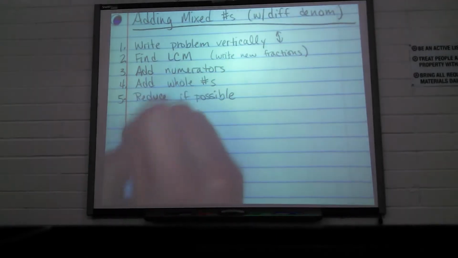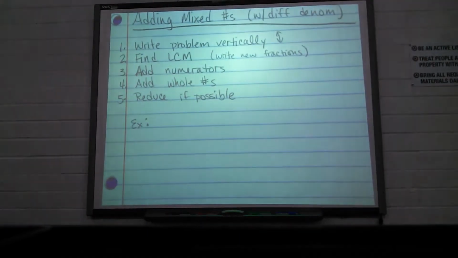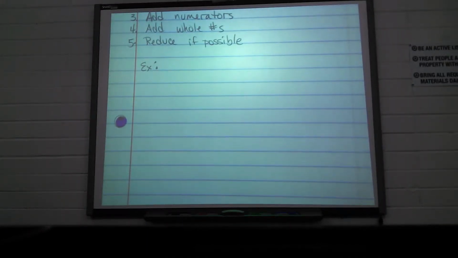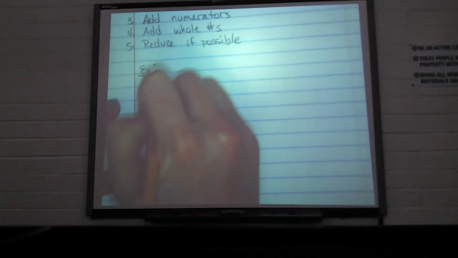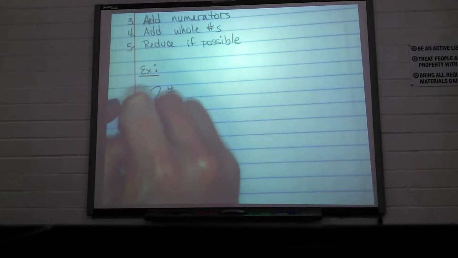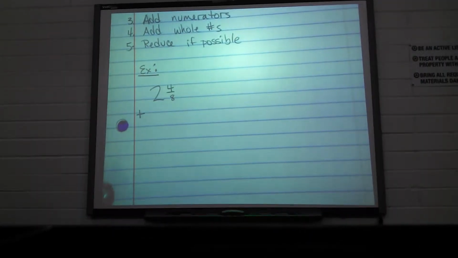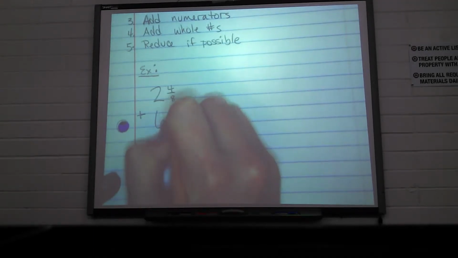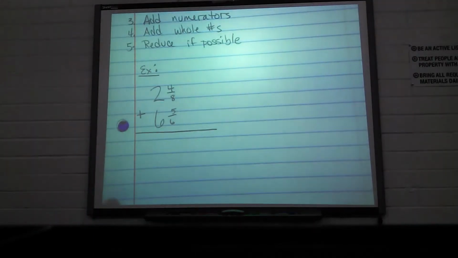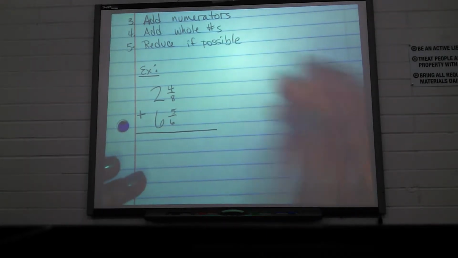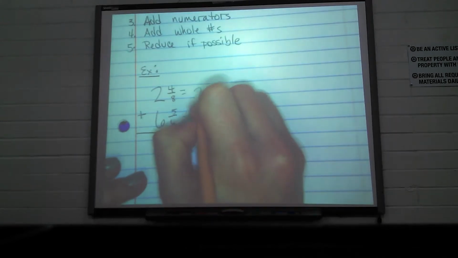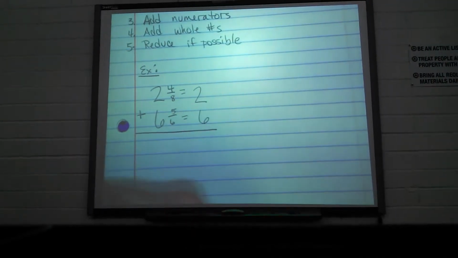Okay, now let's do some examples. Okay, our first example. Let's do 2 4/8, and I'm going to write this vertically, so up and down, plus 6 5/6. Some of you might already know what the least common multiple is. Some of you may need to figure that out by using the division ladder. So let's go ahead and solve it using the division ladder. So let's put our equal sign, bring over those whole numbers so we can rewrite our new problems.